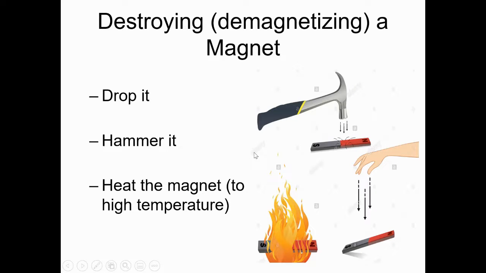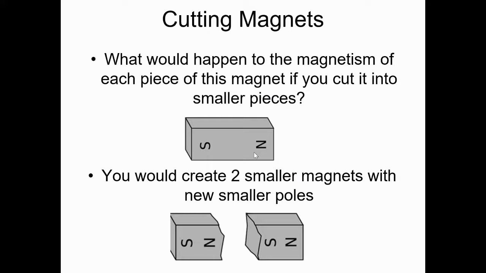There are three ways that you can destroy a magnet. Dropping it, hammering it, or heating it can demagnetize it. So that's why we need to be careful with our magnets. We don't want to drop it, hammer it, or heat it. That will scramble the domains and make it unmagnetized. Now, cutting a magnet actually does not destroy the magnet. Cutting it in half will just make two smaller magnets with two smaller poles. So cutting a magnet will not demagnetize it, it just makes two new magnets.